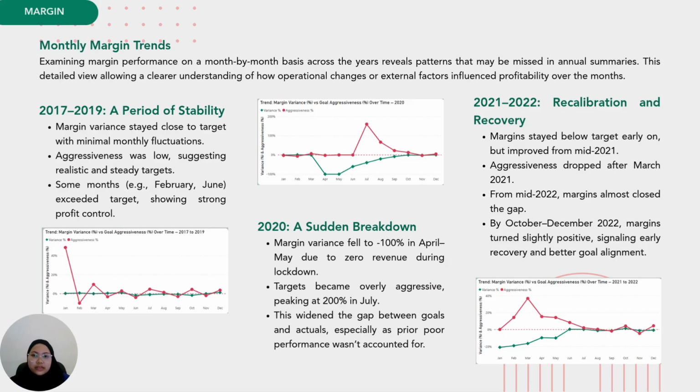Looking at the monthly trend from 2017 to 2019, margin performance was fairly consistent with targets closely matched to actuals. But in 2020, margins collapsed during the lockdown. At the same time, targets spiked in aggressiveness, with July reaching nearly 200%. This created a wide and unrealistic gap. In 2021, goals were adjusted slightly, and by the end of 2022, margin variance turned positive, showing signs of recovery supported by more reasonable targets.